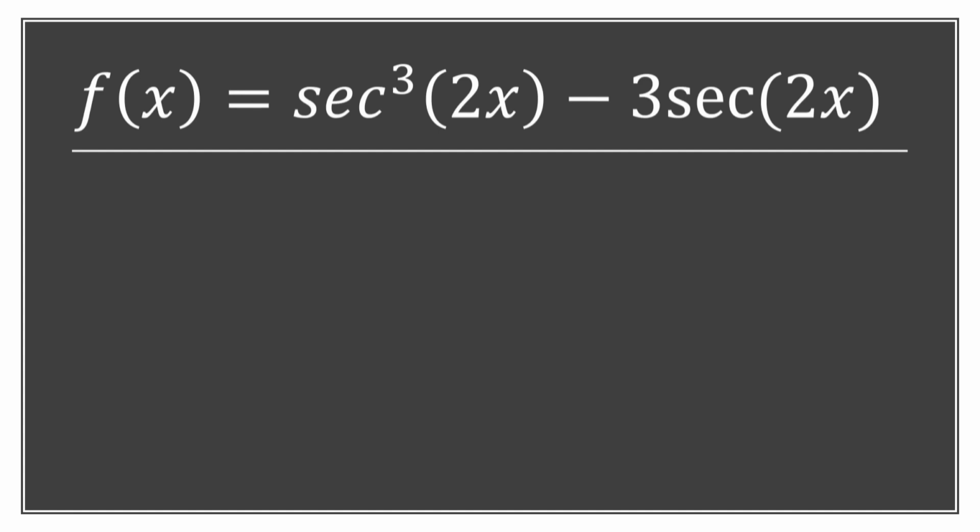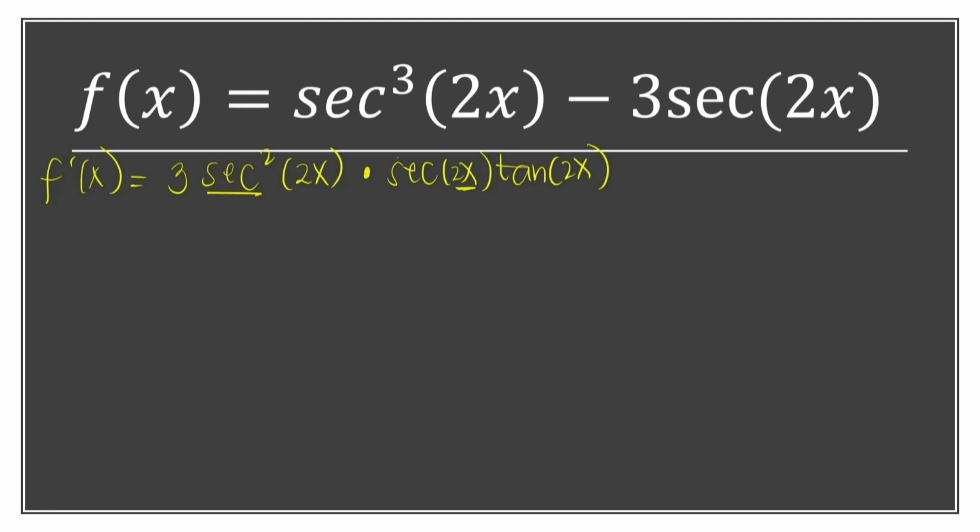For this example, secant 2x raised to 3 minus 3 secant 2x, find f prime of x. So, apply lang si chain rule and yung differentiation rules ng trigonometric functions. So, chain, ano muna pala? Power rule. So, 3 secant squared. Copy lang natin yung function. And then, yung derivative na secant x is secant x tan x, right? So, times secant 2x tan 2x. And then, yung inner function niya na 2x, kunin din natin yung derivative niya, which is times 2. Okay? So, minus 3 secant 2x.